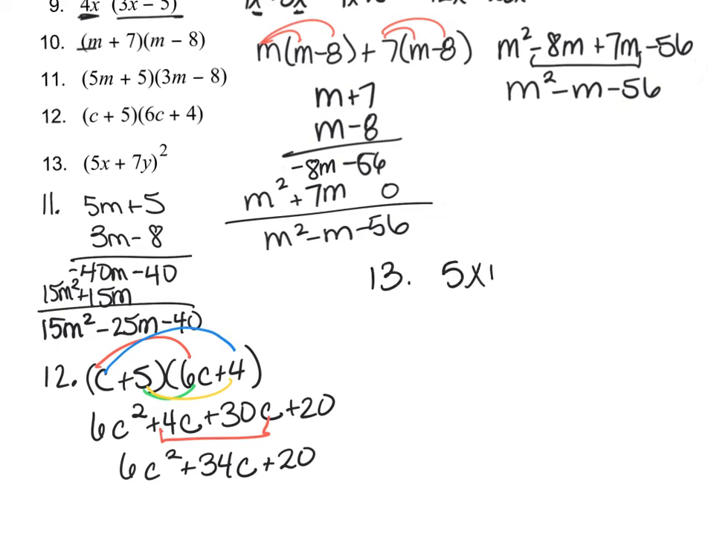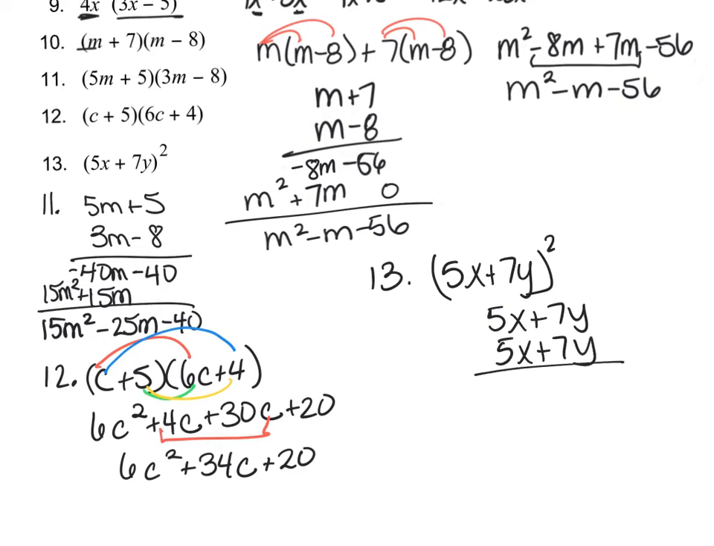When it says 5x plus 7y squared, remember to square something means to multiply it by itself. So we have to write it out. 5x plus 7y times 5x plus 7y. We're going to multiply it by itself. We can't just square the first one and square the last one. We miss the outside and the inside terms. So we get first 7y times 7y, which is 49y squared. And then we get 7y times 5x, which is 35xy. When I multiply x times y, I just get xy. And then I get the 5x here times this 7y.